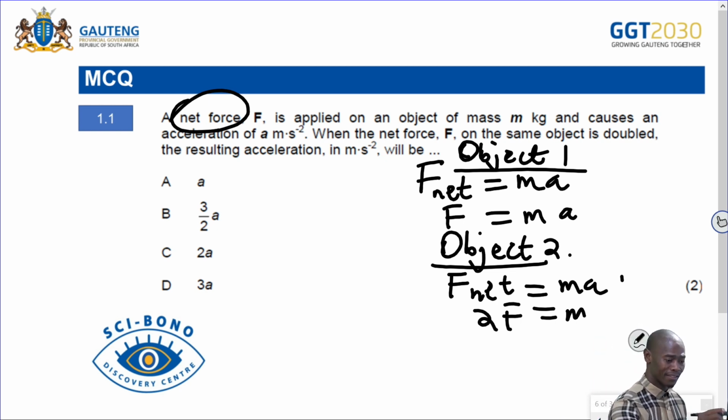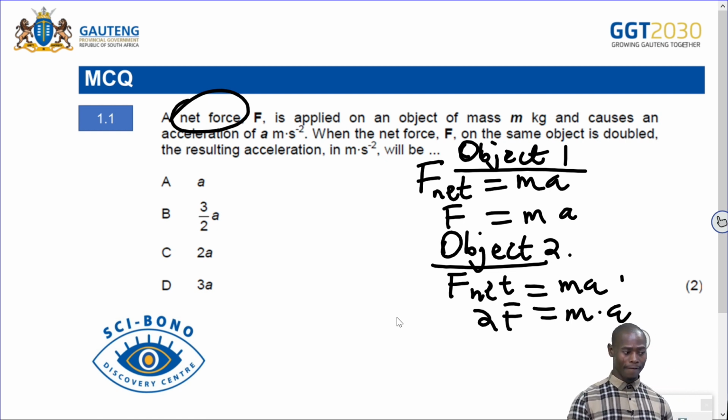Then I want to find the acceleration. The force now is doubled, then we need to find the acceleration. So how are we going to get that? Remember, one of the things you can do without using the method that I'm using here is to use the relationship between acceleration and the force. From Newton's second law, acceleration is directly proportional to the force.